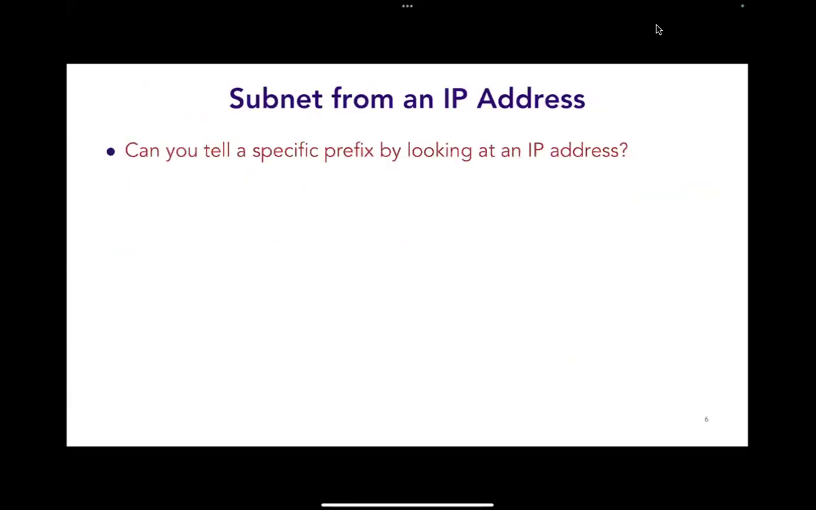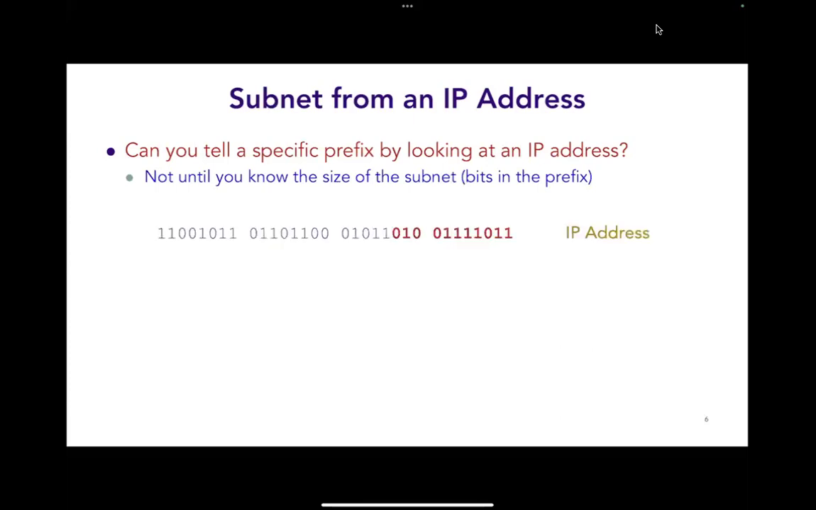Now, how do you get a subnet from an IP address? Just by looking at an IP address, which is just a 32-bit number, you cannot tell what is the length of the subnet part or the network part, and what is the length of the host part. By the way, the subnet part and the network part is one and the same thing. So can you tell the specific prefix by looking at an IP address? The answer is no, until you know the size of the subnet. Once you know the size of the subnet, then you will be able to tell the network portion or the subnet portion of the IP address.